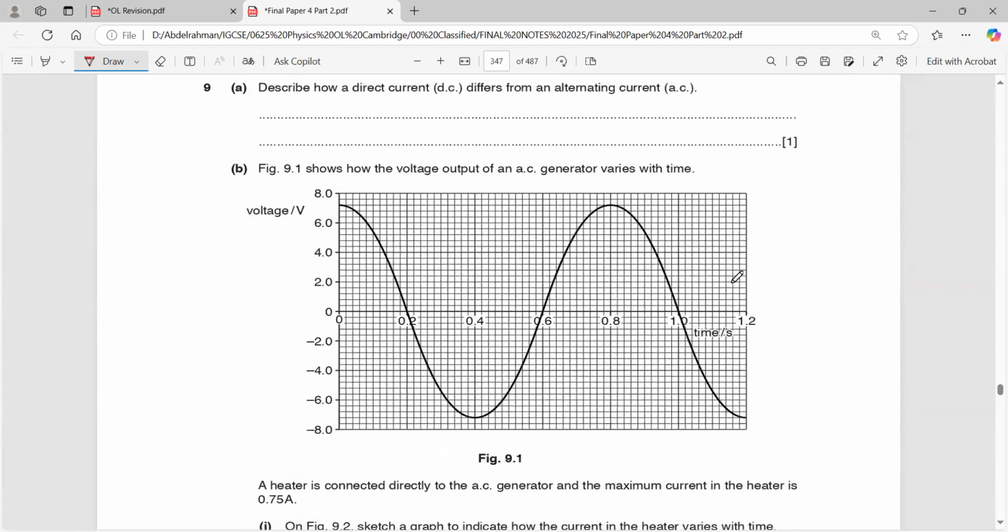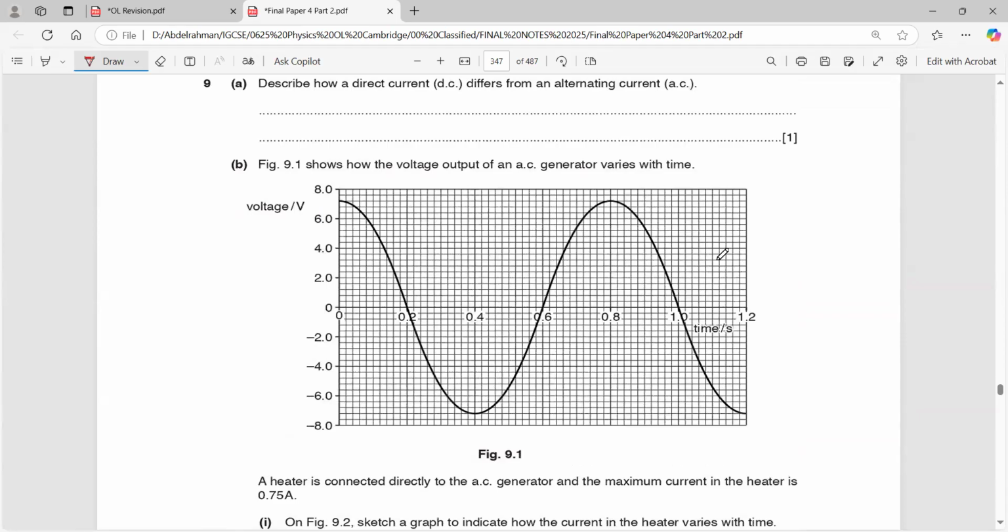Describe how direct current (DC) differs from an alternating current. DC, how does it differ from an AC current? Basically, the current moves in only one direction. DC moves in only one direction, while the AC moves in two directions. It moves back and forth, okay?